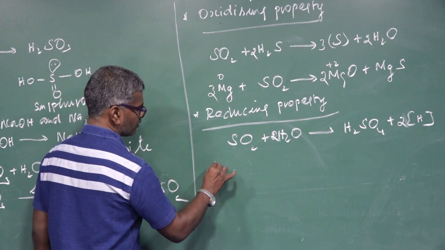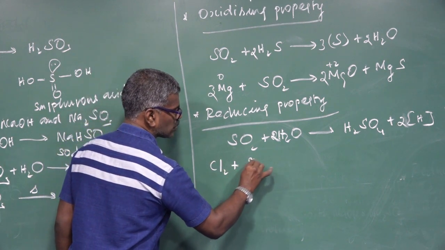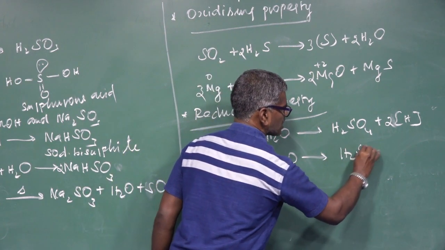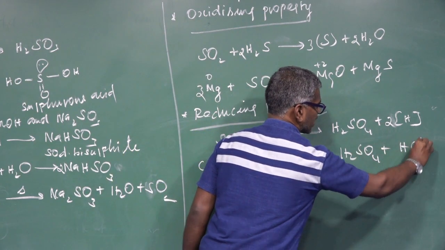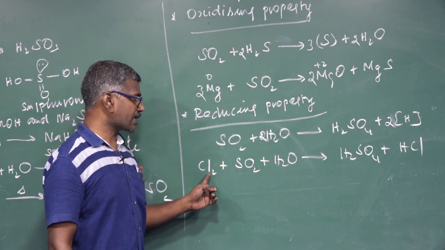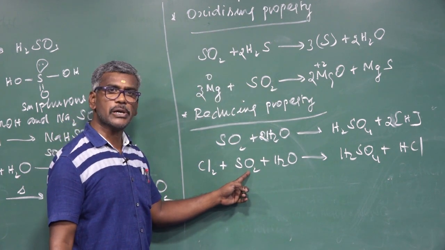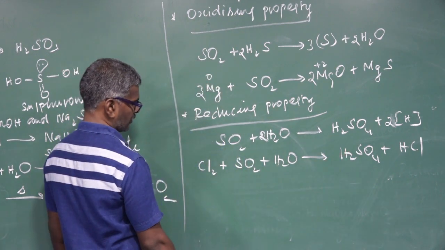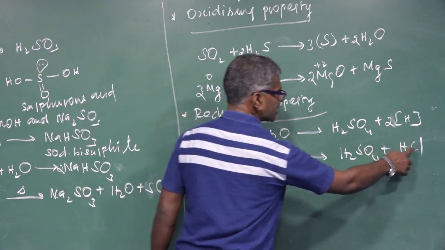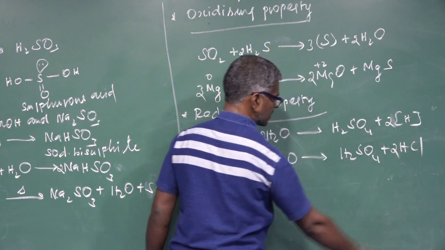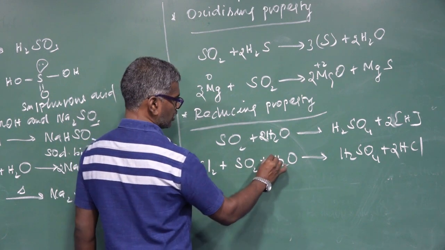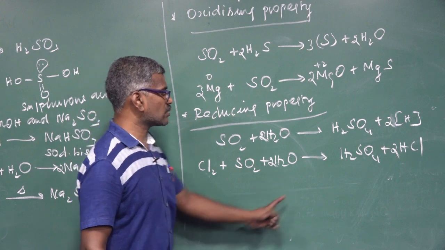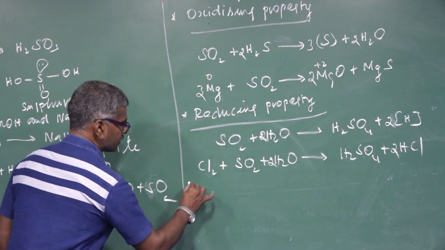For example, chlorine reacts with SO2 plus water to form H2SO4 plus HCl. This one acts as an oxidizing agent. This one acts as a reducing agent. How to balance the equation? Here 2, here 2. Chlorine, here 2 chlorine, here 1 chlorine, so 2 times. Hydrogen is 4, here 2 times. Oxygen 4. Here 2, here 2. Total is 4 oxygen.